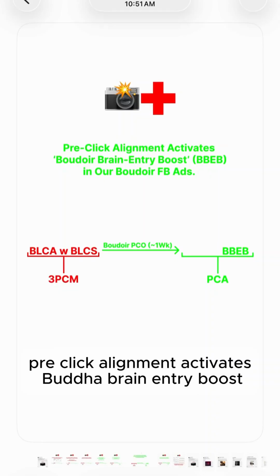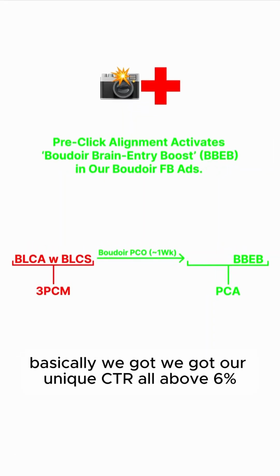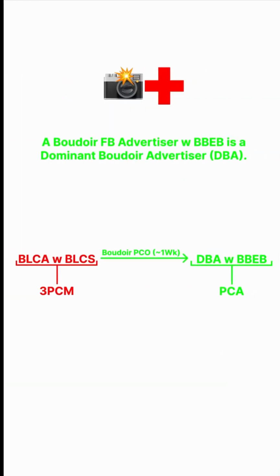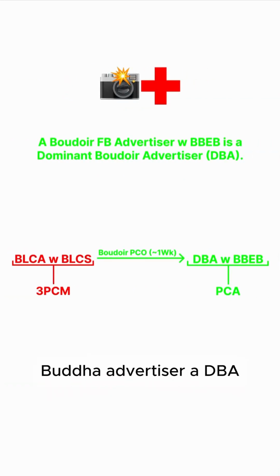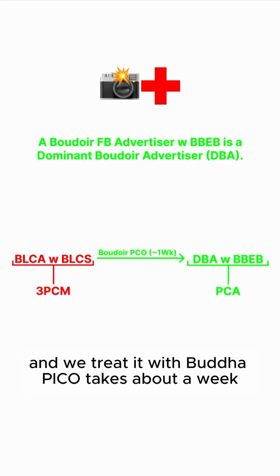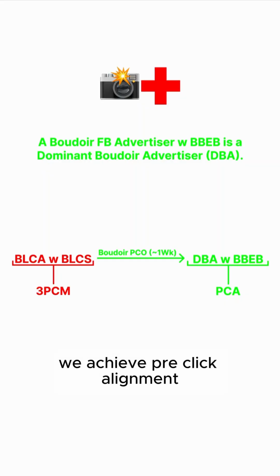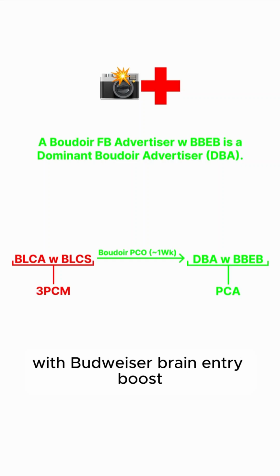Now, pre-click alignment activates Boudoir brain entry boost in our Boudoir Facebook ads. Basically, we got our unique CTR above 6%. And a Boudoir Facebook advertiser with Boudoir brain entry boost is a dominant Boudoir advertiser, a DBA. This is our full universe here. So we got a BLCA with BLCS caused by the 3 pre-click mistakes. And we treat it with Boudoir Pico, takes about a week. We achieve pre-click alignment, and we become a dominant Boudoir advertiser with Boudoir brain entry boost.